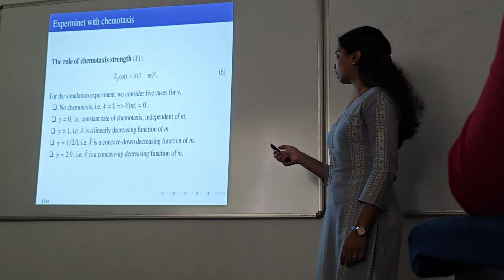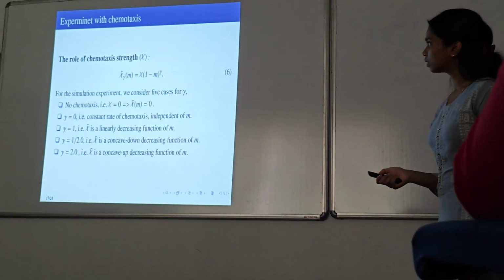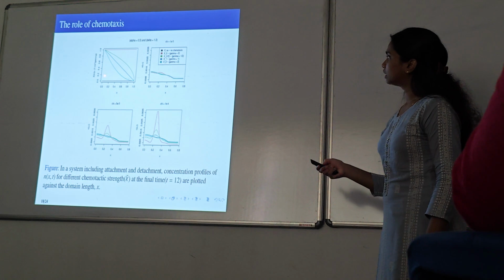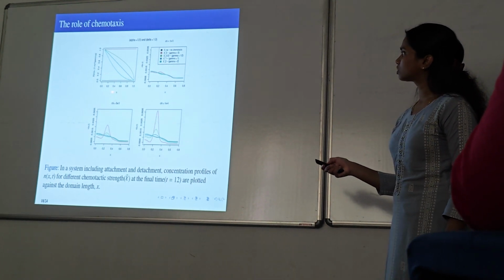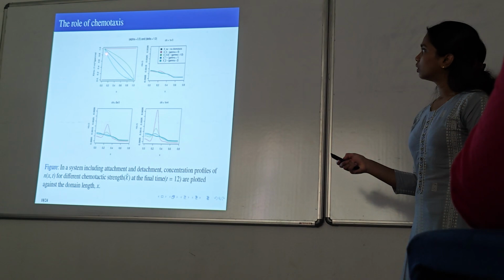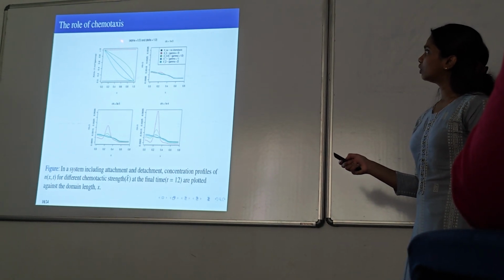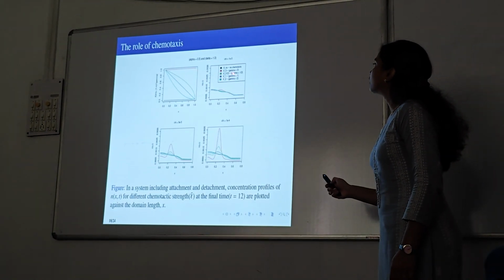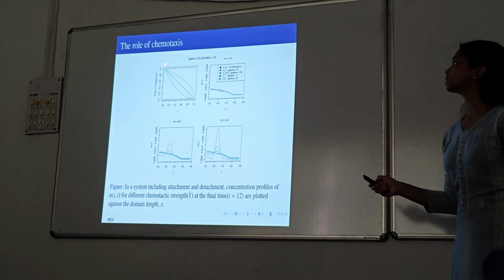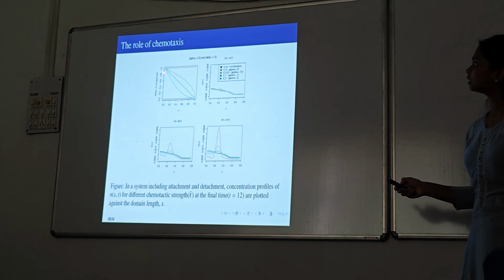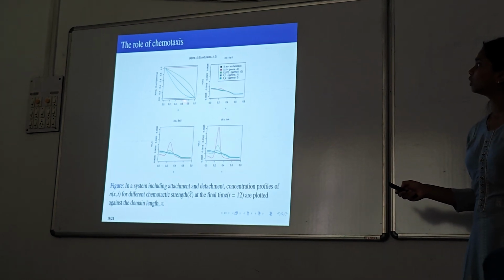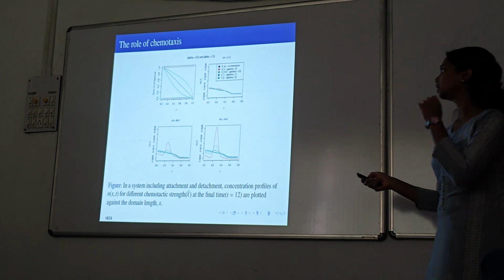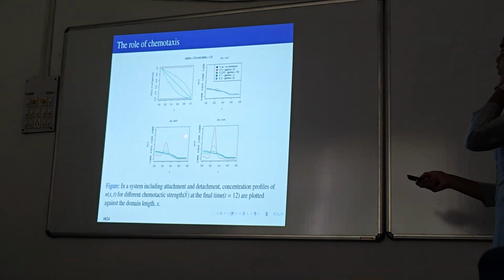I'll show you a graph of this one. So this graph, this should be M. This is my mistake, it's not X. It should be M. The red line is for maximum chemotaxis, for gamma equals 0, the constant chemotaxis, and these are the others: linear, concave downward, concave upward, and no chemotaxis, as I said. So if I focus on this simulation study, we see that chemotaxis actually plays a role.